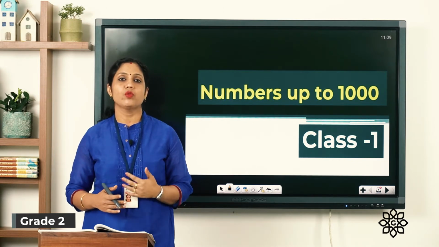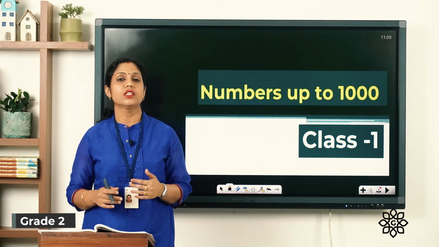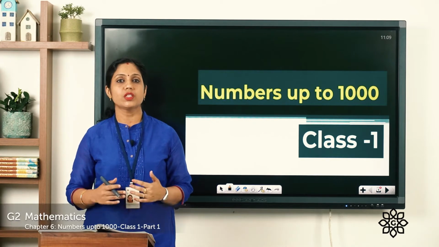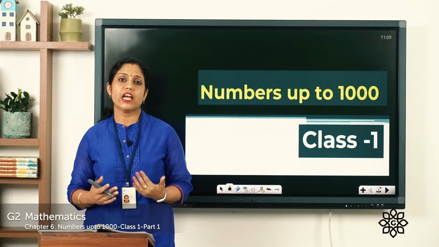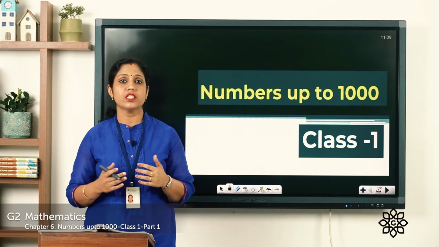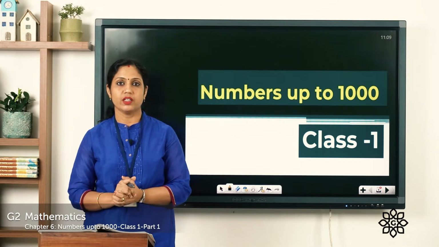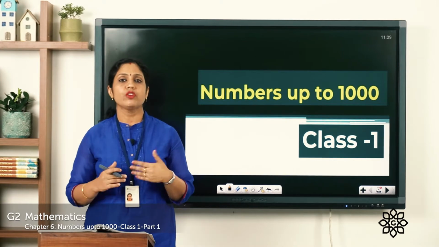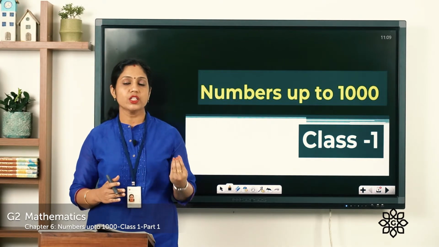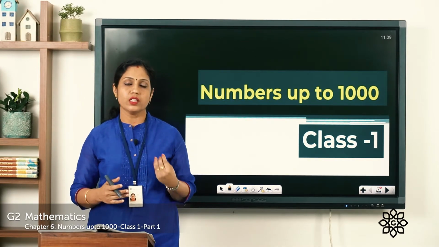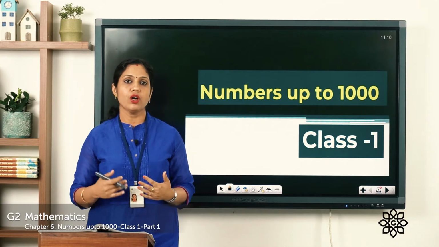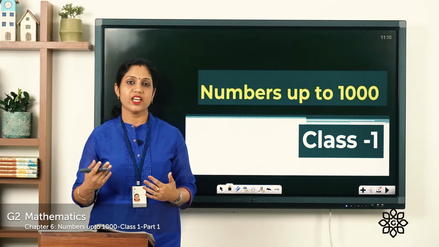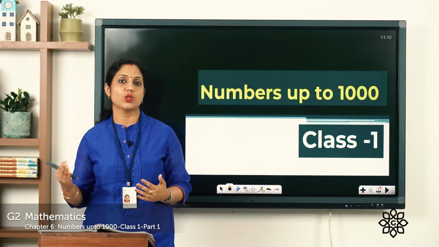Today in Maths, we are moving on to our next chapter, chapter 6, numbers up to 1000. We have already learned in our first chapter numbers till 200. Here we are going to learn the numbers up to 1000. We all know the numbers from 1 to 100. How is it? 1, 2, 3, 4, 5, 6, 7, 8, 9, 10 and so it goes.